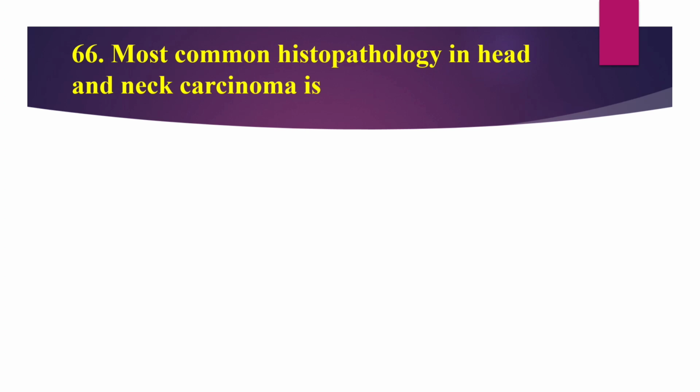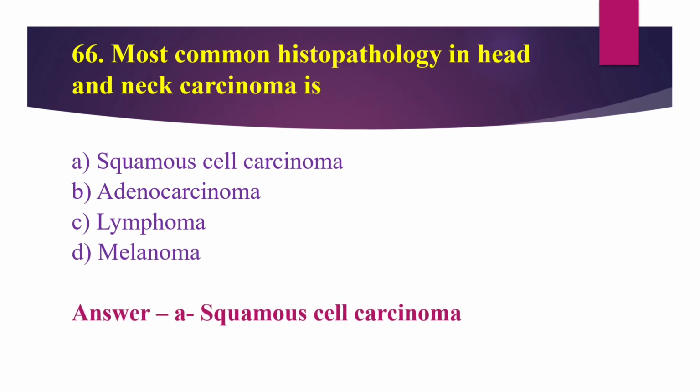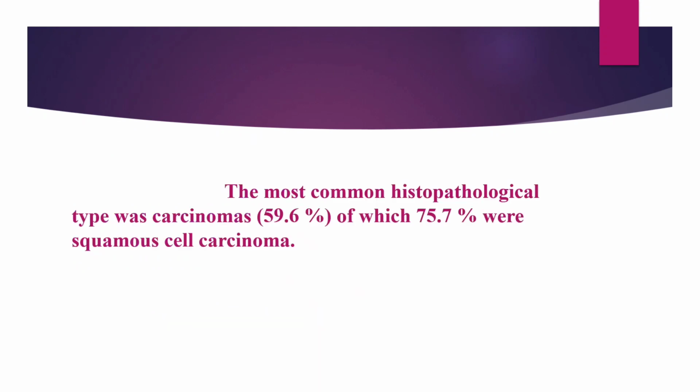Most common histopathology in head and neck carcinoma is option A squamous cell carcinoma, option B adenocarcinoma, option C lymphoma, option D melanoma. The answer is option A squamous cell carcinoma. Now let's see the explanation. The most common histopathological type are carcinomas, that is 59.6%, of which 75.7% were squamous cell carcinoma.